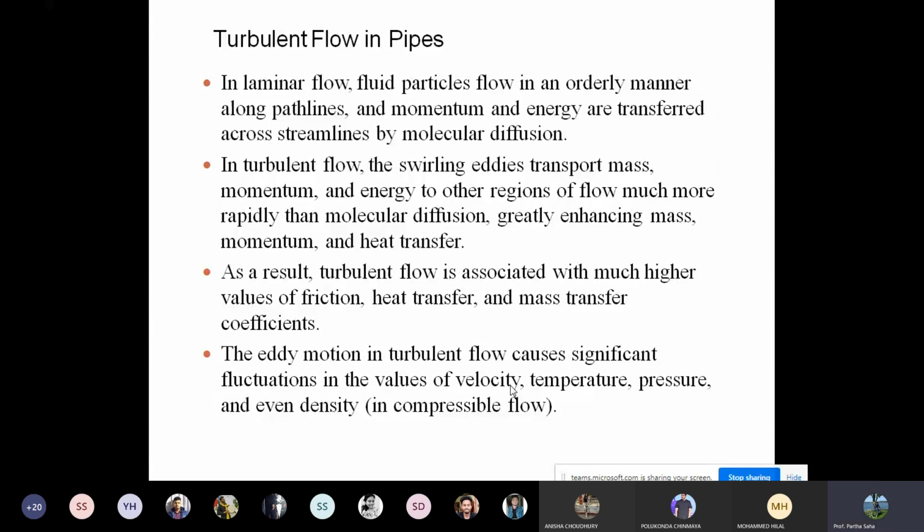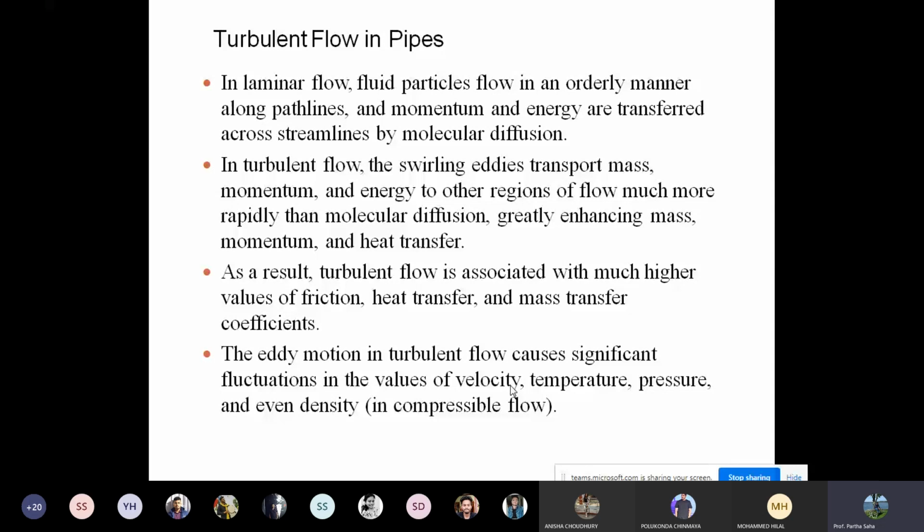In laminar flow, I talked about the fluid particles flowing in an ordered manner, a streamlined flow. There is no deviation in the fluid path, and momentum and energy are transferred across the streamline by molecular diffusion. Whereas in turbulent flow, due to the eddy formation, momentum and energy are transferred to other regions of the flow, and the molecular diffusion is negligible. As a result, turbulent flow is associated with a much higher value of friction. So that is one aspect.